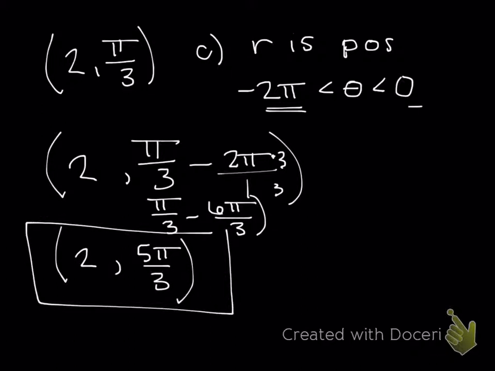So this information, again, if I were to plot this, would still match. Sorry, this would be a negative 5 pi over 3. This would still plot me in that same exact spot.